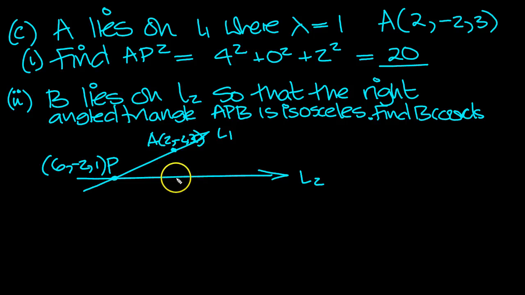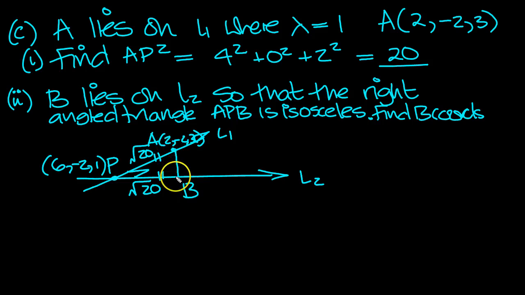B lies on L2, so B will be here, say, so that the right angled triangle, this triangle here, from here to here, is isosceles. So if it's isosceles, then these two sides will be the same. We know that AP squared is 20, so this side is root 20. So this side is root 20, isn't it, if it's isosceles?